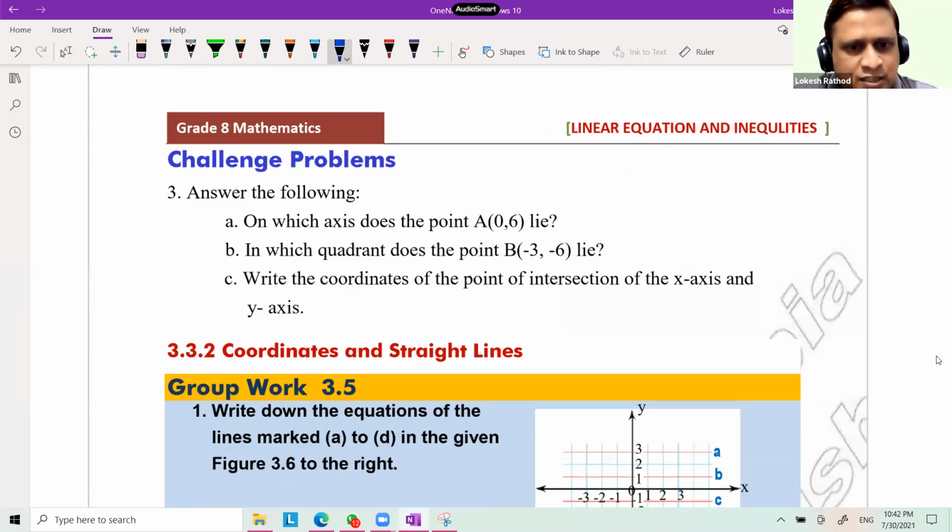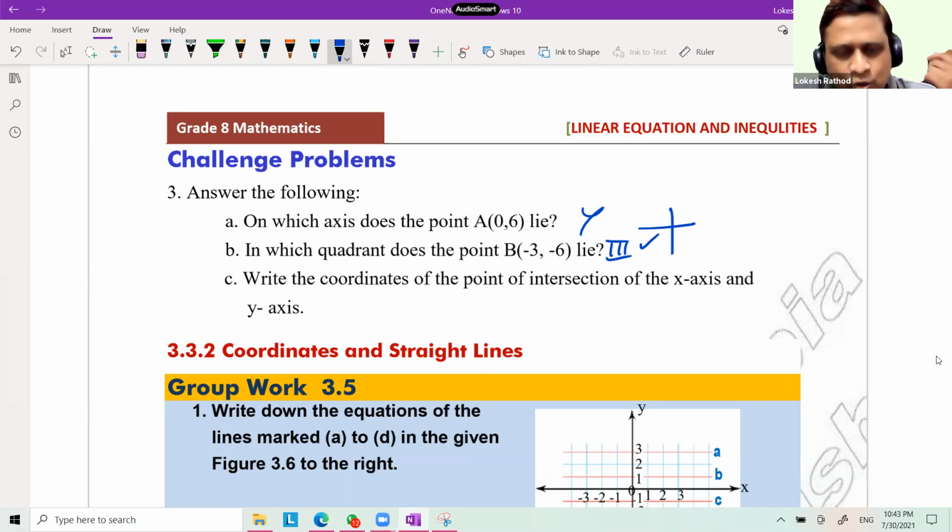In which axis does the point (0, 6) lie? (0, 6) lies on the y-axis, right? On the y-axis, all the x coordinates are 0. So x coordinate 0, so this lies on the y-axis, correct? In which quadrant does (-3, -6) lie? So -3, -6, x negative, y negative. Here, third quadrant.